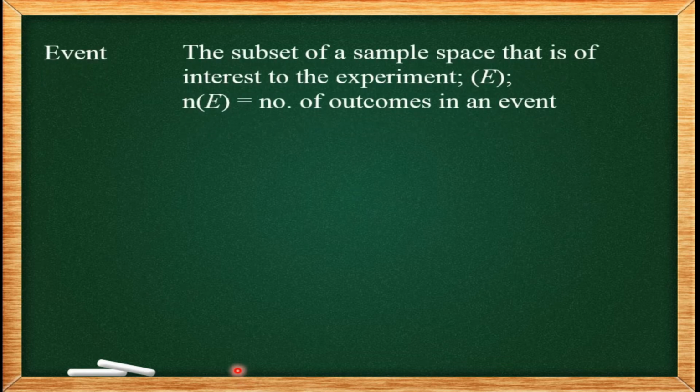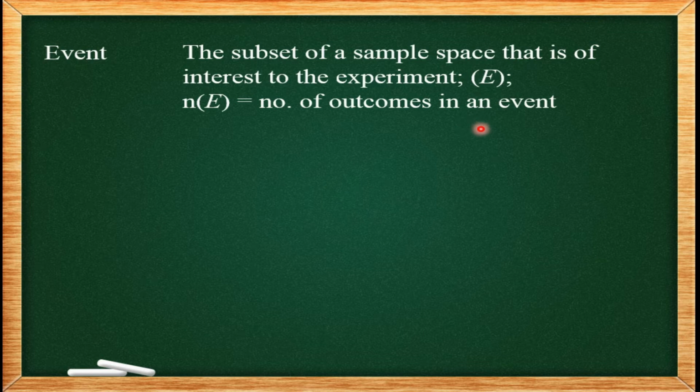The last term that we have to consider is event. This is a subset of a sample space that is of interest to the experiment, and we denote this one with E, such that your N of E is equal to the number of outcomes in an event.